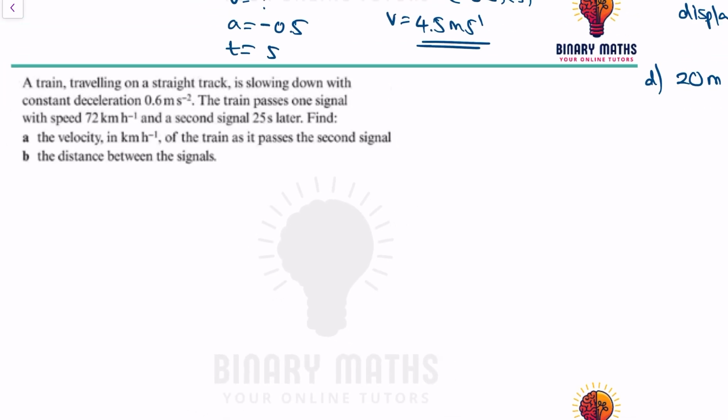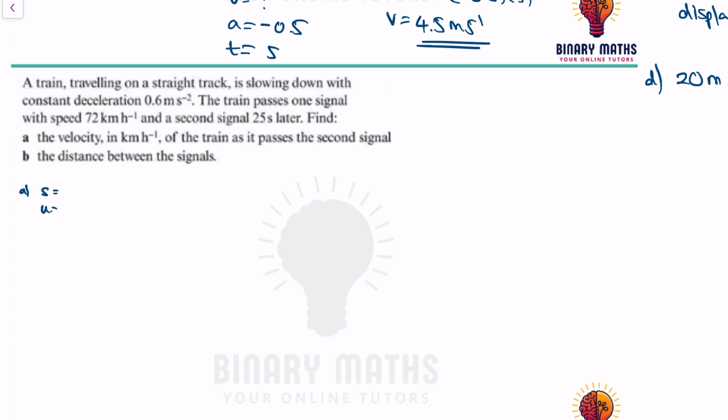A train traveling on a straight track is slowing down with constant deceleration 0.6 meters per second squared. The train passes one signal with speed 72 kilometers per hour and the second signal 25 seconds later. So first thing I would do is find the velocity in kilometers per hour of the train as it passes the second signal.